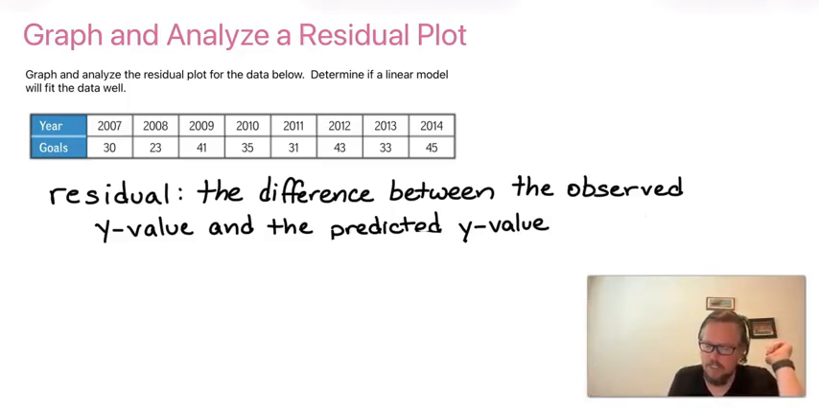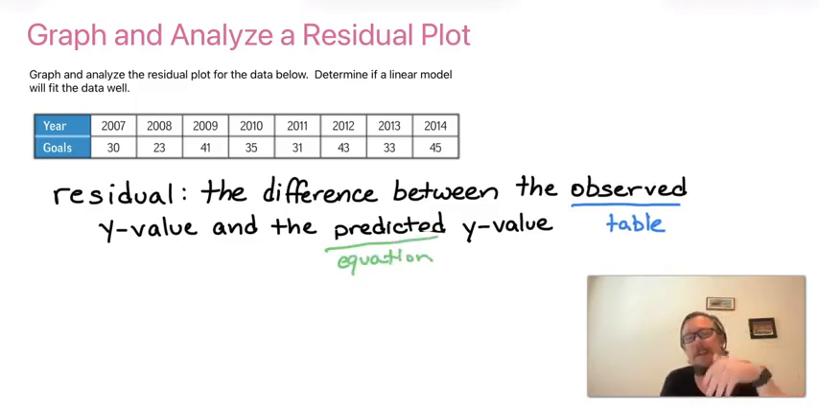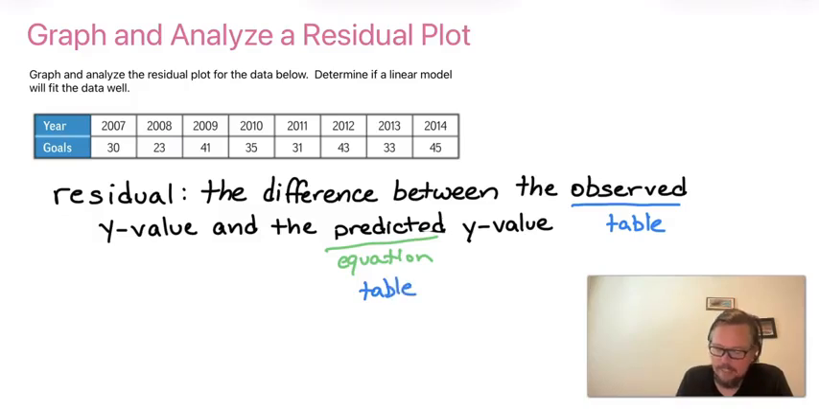So the residual is the difference between the observed y value, which is what comes from the table, and our predicted y value, which is what comes from our equation. So the equation is what we expected to happen, and the table is what actually happened. And so whenever you take the value from the table and you subtract the value from the equation, you get the residual.